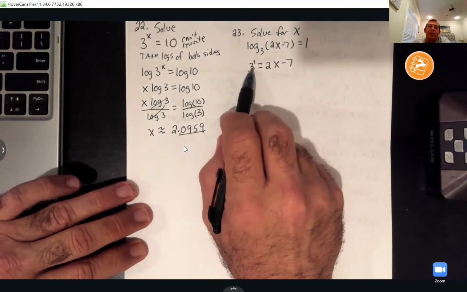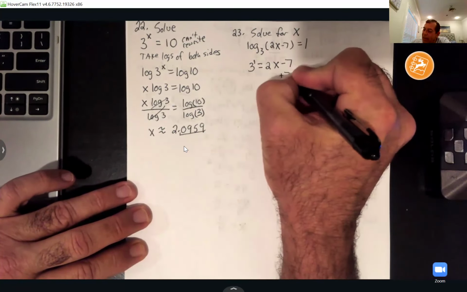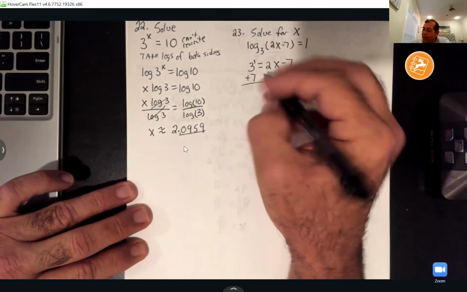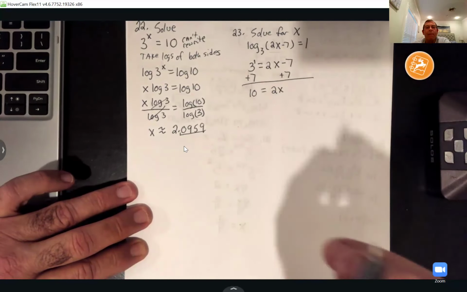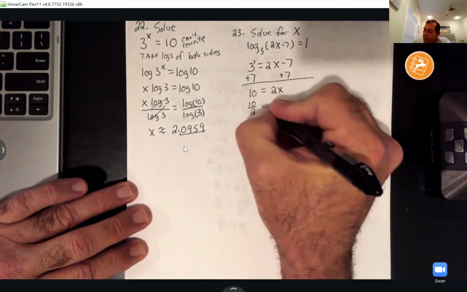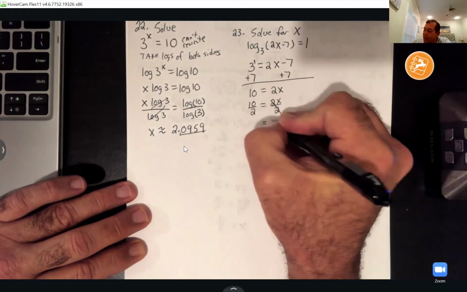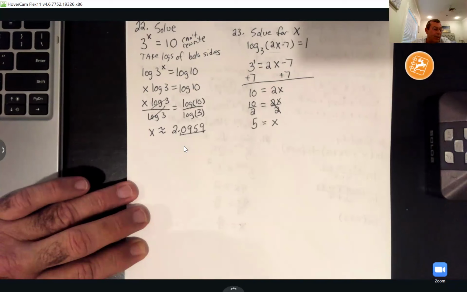All right, 3 to the first is 3. So if I'm going to solve that for the x, I'm going to add 7 to both sides. 3 plus 7 is 10. That's going to equal 2x. And y'all, divide by 2. So that cancels, leaving me my x. And 10 divided by 2 gives me a 5. Okay?